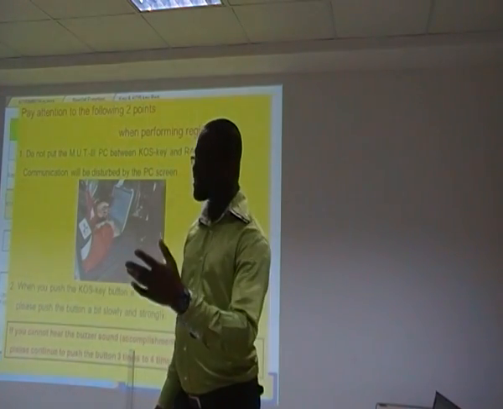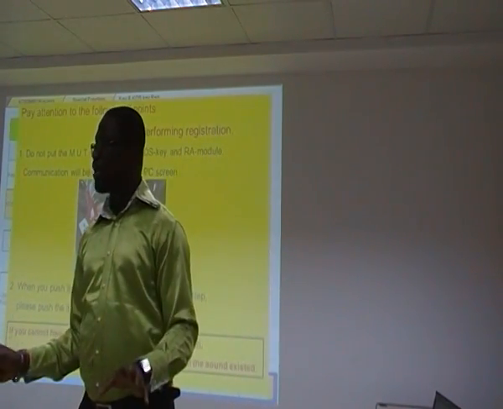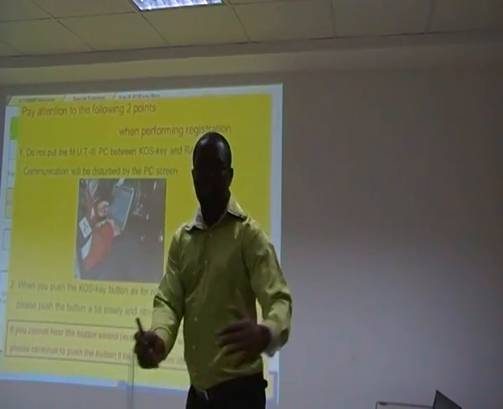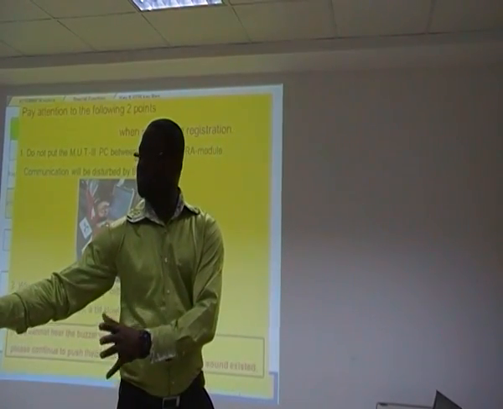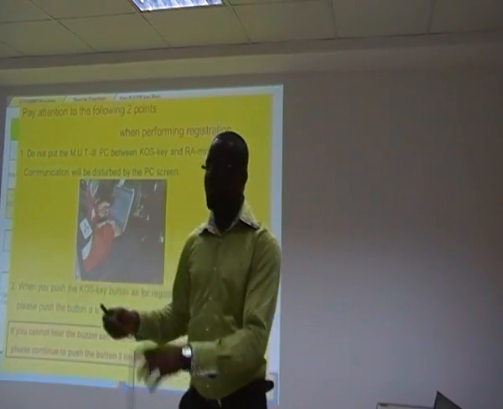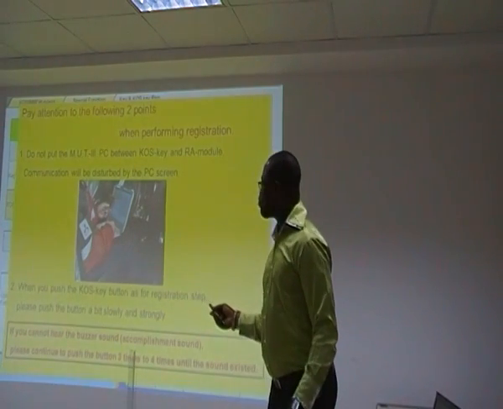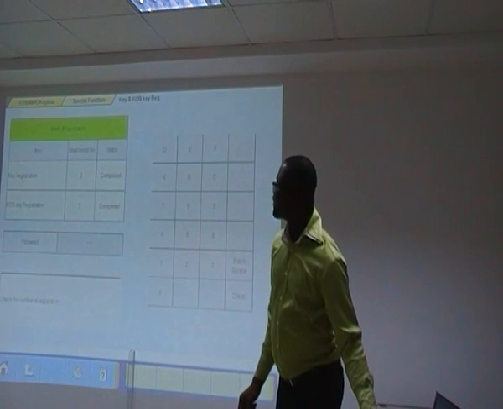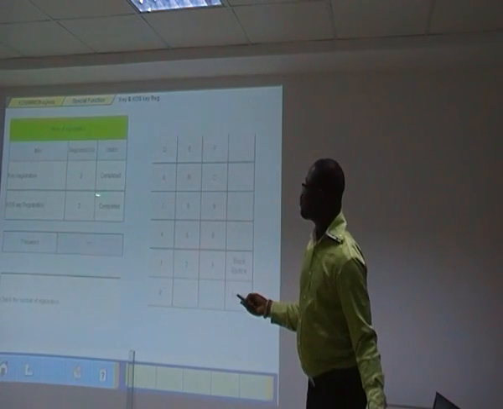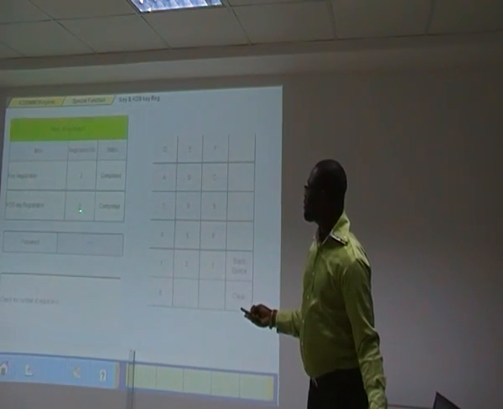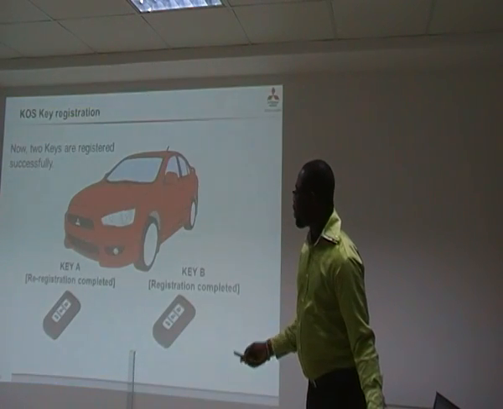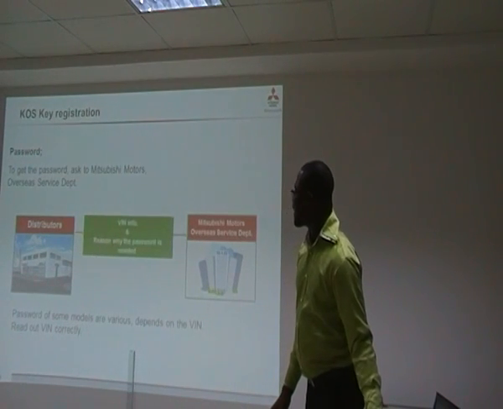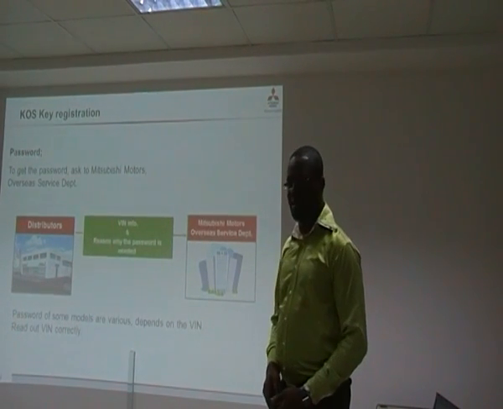And if you don't understand, you might think it is a problem. So keep the MUT a distance away, maybe on the next seat, so that it wouldn't interfere with the communications that you are doing. So in a whole, this is how the registration is done. So now we have registered 2 keys successfully, and the remote also successfully. I hope it is clear. So these 2 keys have been registered, and this is how it is done.